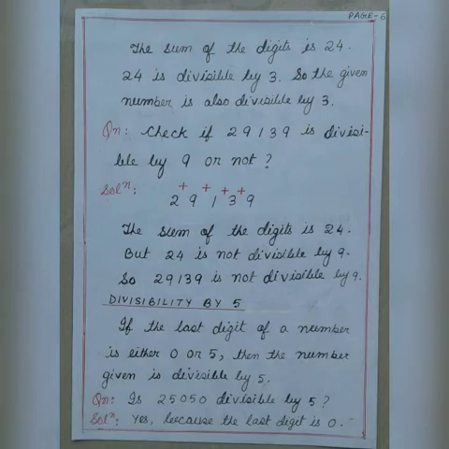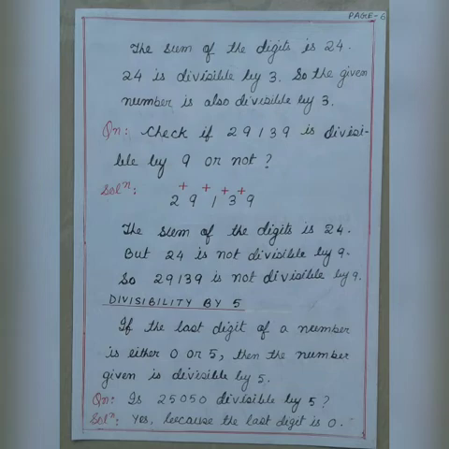We have to check 29139. The sum of the digits is 24. Is 24 divisible by 9 or not? 24 is not divisible by 9. So, 29139 is not divisible by 9.